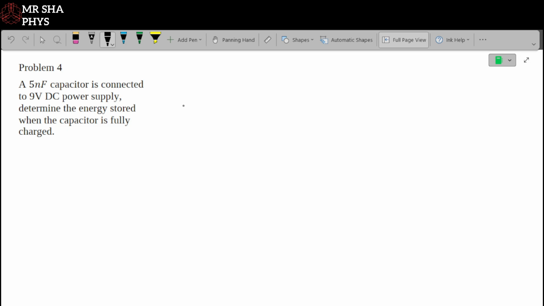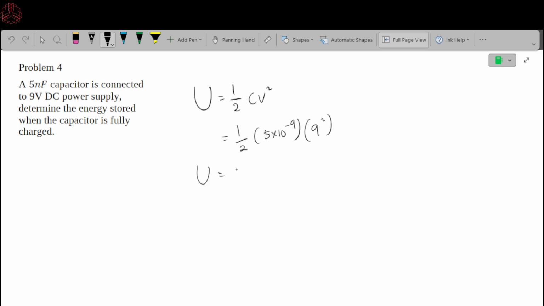So just to remind you that the energy stored in a capacitor is just half CV squared, right, for this particular case. So then I'm going to have half, my capacitance is 5 times 10 power of negative 9, nano, and then voltage is just 9 squared, right? So then I will have 202.5 nanojoule. So that's the amount of energy that is stored in this capacitor.